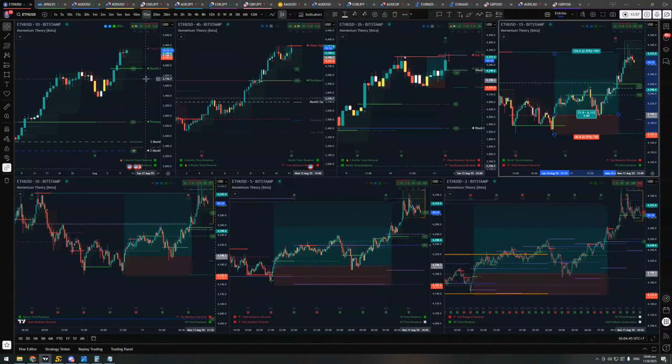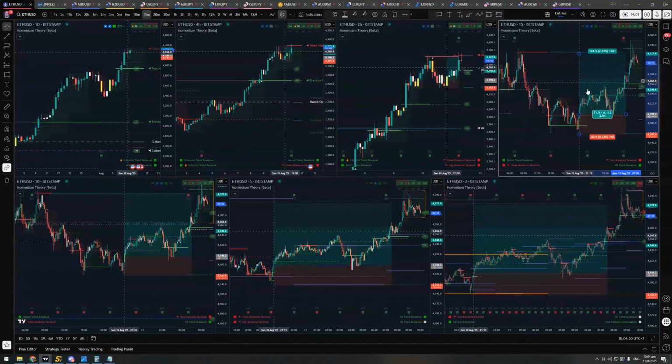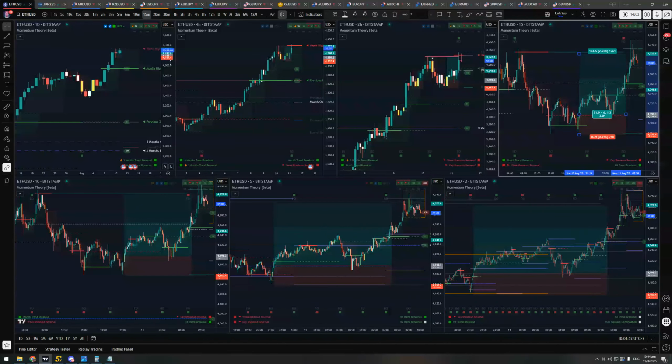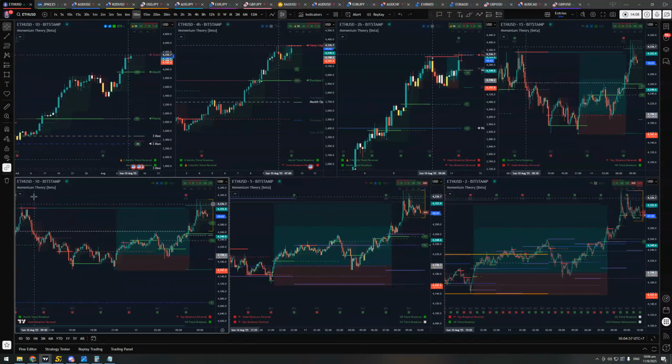continued up. Higher time frames are all pushing up, so these sort of moves I'm not worried about. I just continue following the trend. All right, so that's it, and I'm gonna start looking at Asia session now.